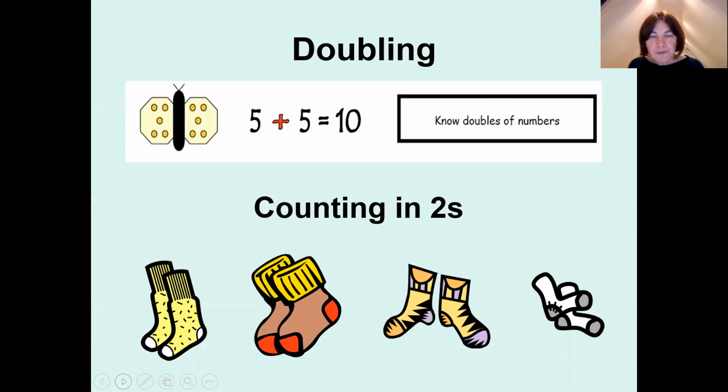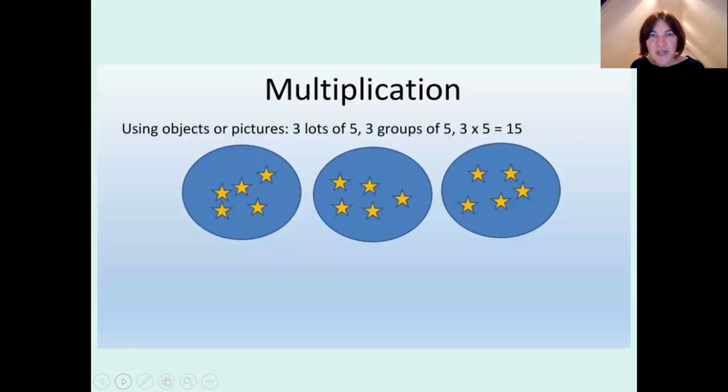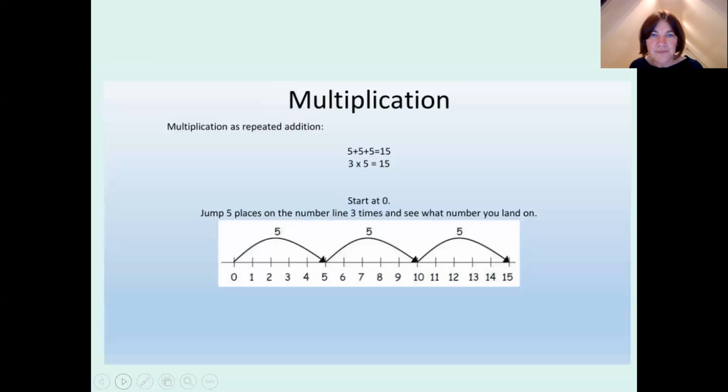So we start off in year 1, looking at spots on ladybirds, spots on butterflies, pairs of socks, counting in 2s, counting 2p's, counting 5p's, so that we get that idea of counting in 2s and 5s. And then we're looking at groups. So here we have 3 lots of 5, or 3 groups of 5, or 3 sets of 5. So we're using all that language, and then we record it as 3 times 5 is 15.